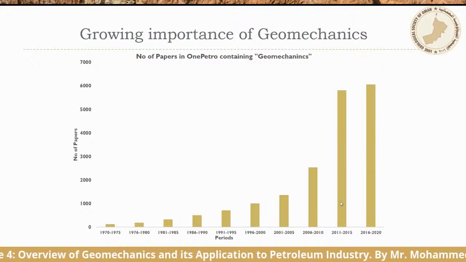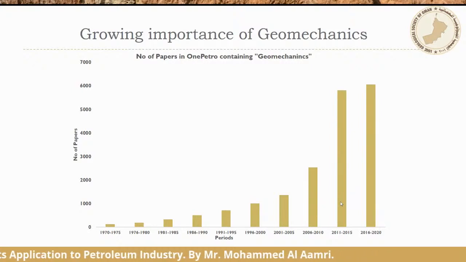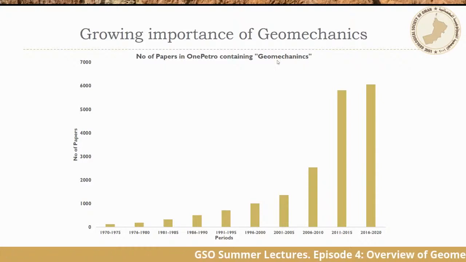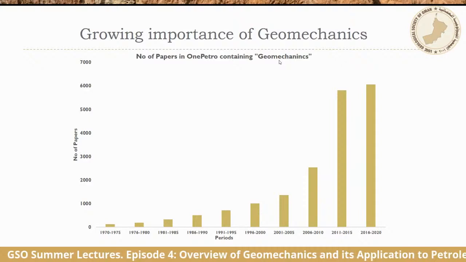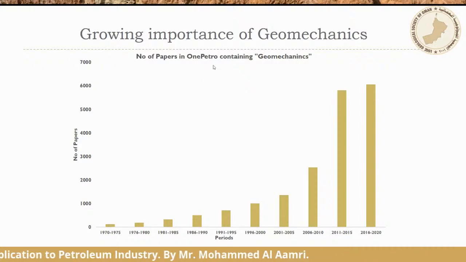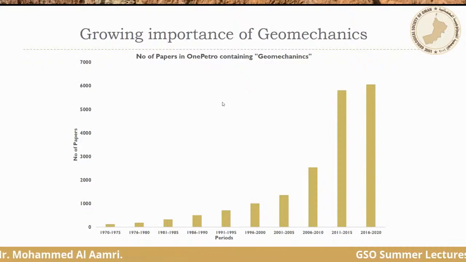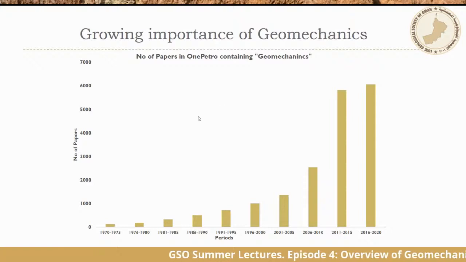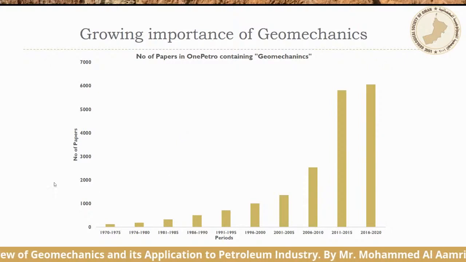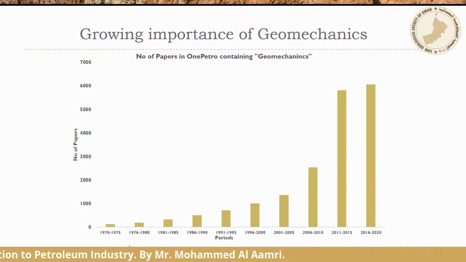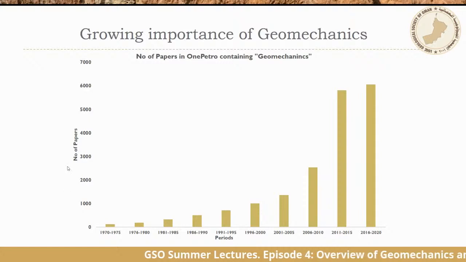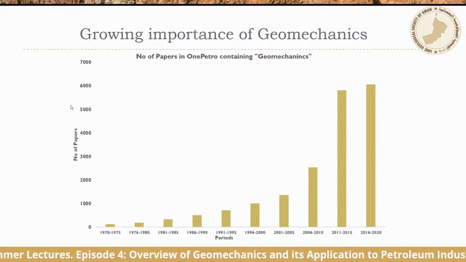Great. So I did a quick exercise by searching the word geomechanics in one of the popular online libraries of technical publications in the oil industry, which is OnePetro, and I think all of you know this library. And this is what I found. I limited my search to 50 years back. We have time in 5-year periods on the x-axis, and the number of papers or publications published in that time.